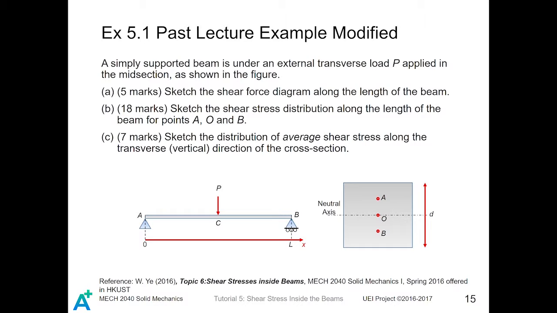Sketch the shear force diagram along the length of the beam as well as the shear stress distribution along the length of the beam for points A, O, and B. So it is talking about the points A, O, and B of the cross-section. Probably there is some overlap of use of letters, so bear that in mind. A and B in the left figure are the tips, the pin and the roller support, while the AOB in this cross-section is talking about points in the cross-section. Besides, we also need to sketch the distribution of average shear stress along the transverse direction of the cross-section.